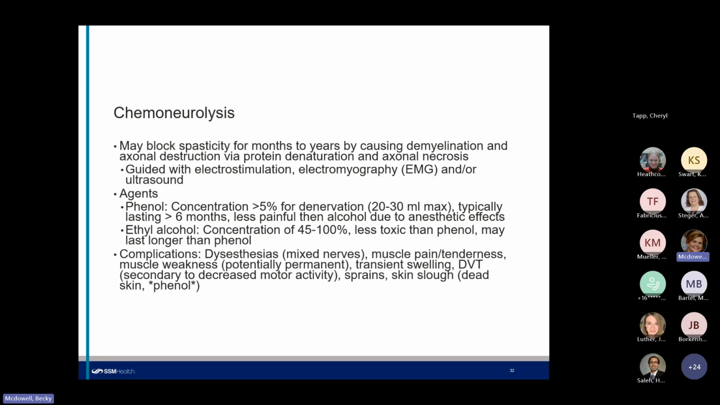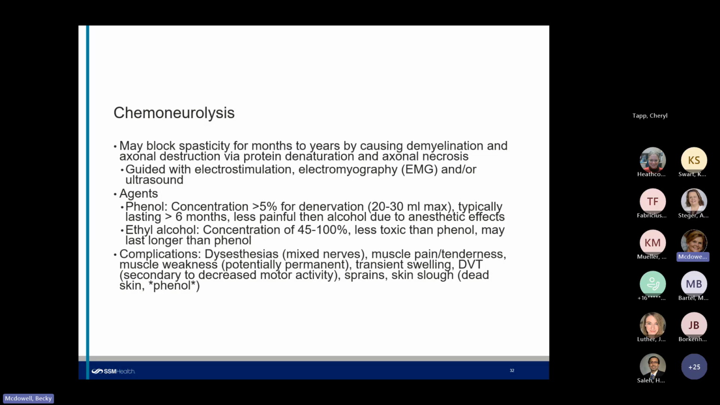Complications of doing these injections. If you're doing an injection around a mixed nerve, meaning it has sensory and motor components, then you can cause dysesthesias, which are painful sensations along the nerve, and that is uncomfortable and can last weeks to months, if not forever. You can get muscle pain and tenderness, and muscle weakness that may even be permanent.